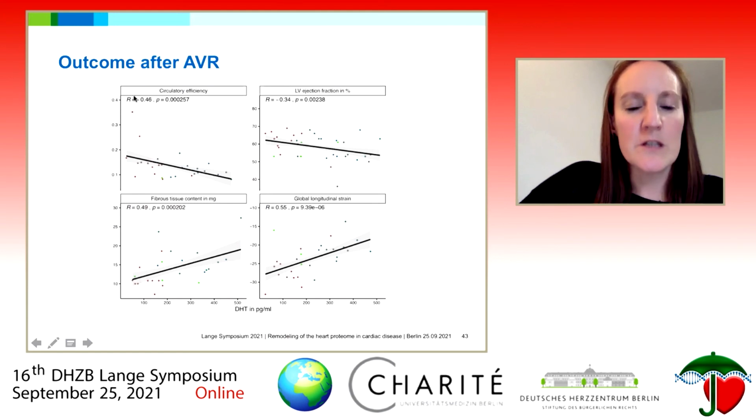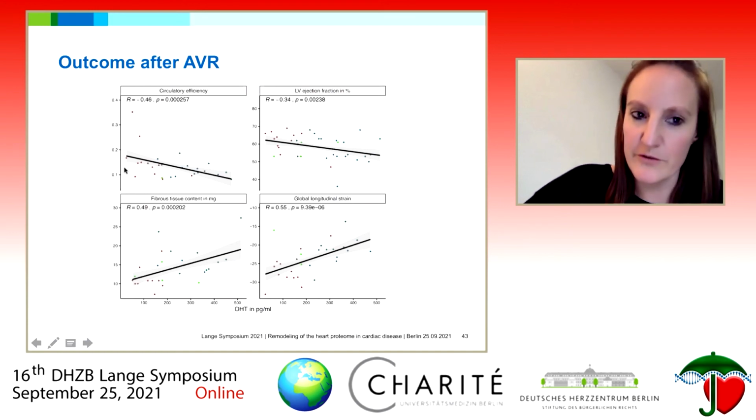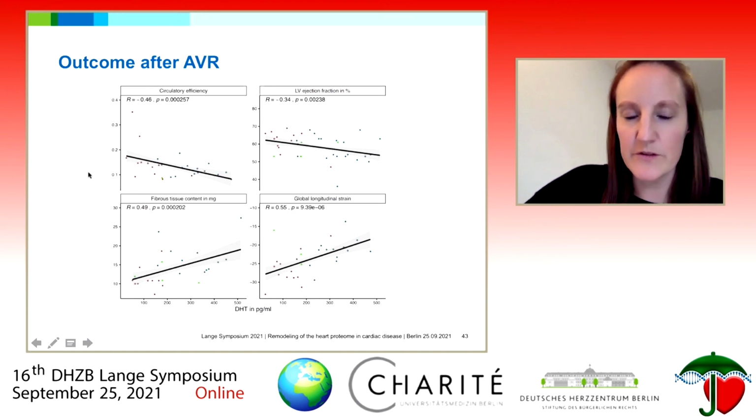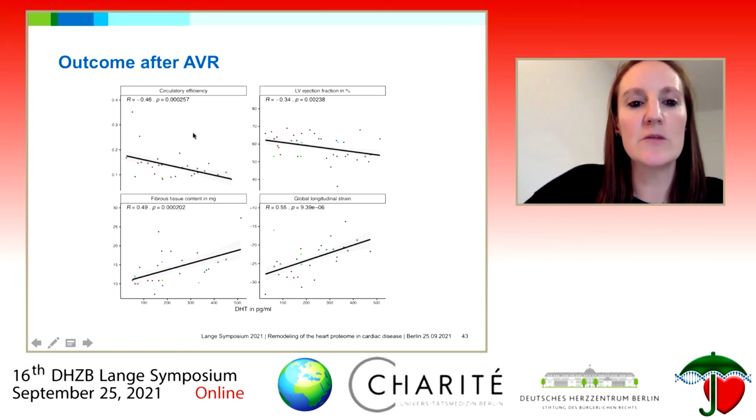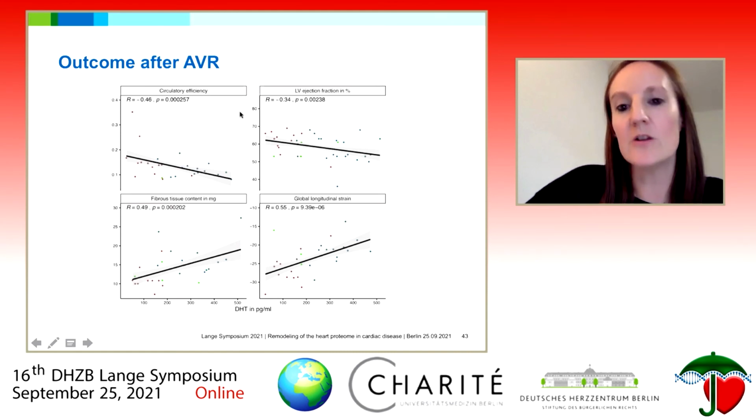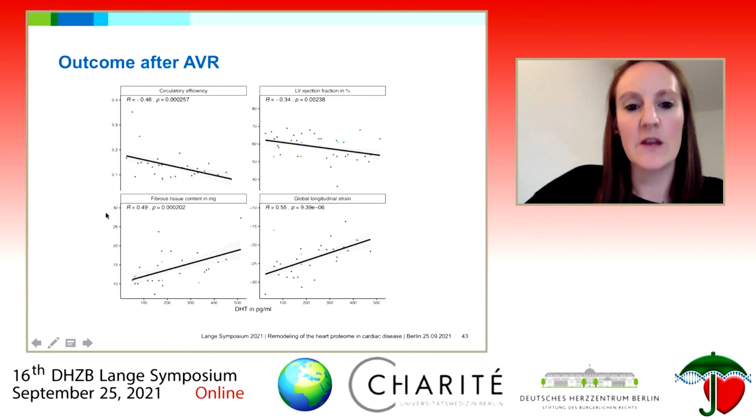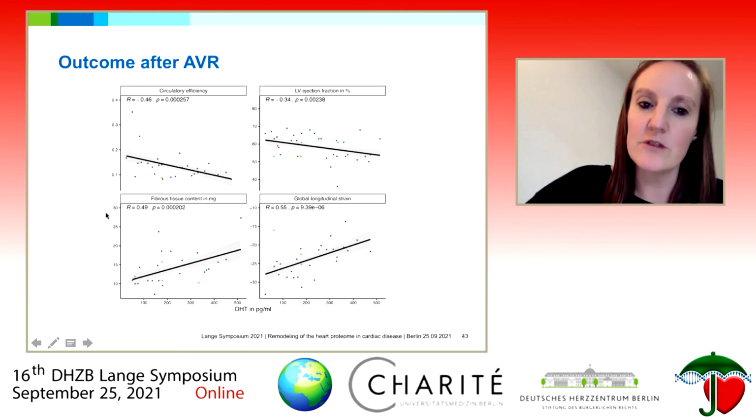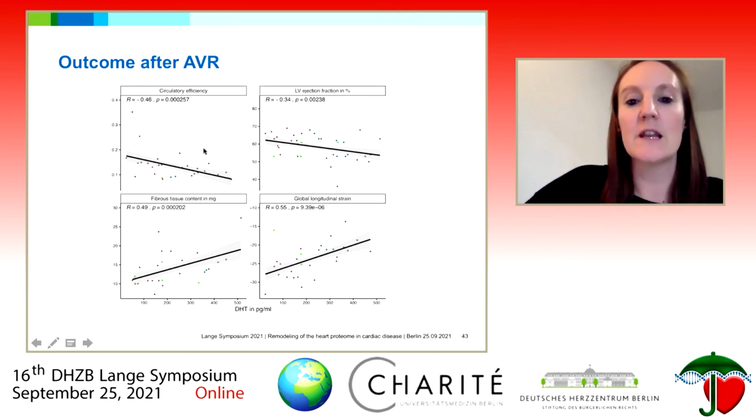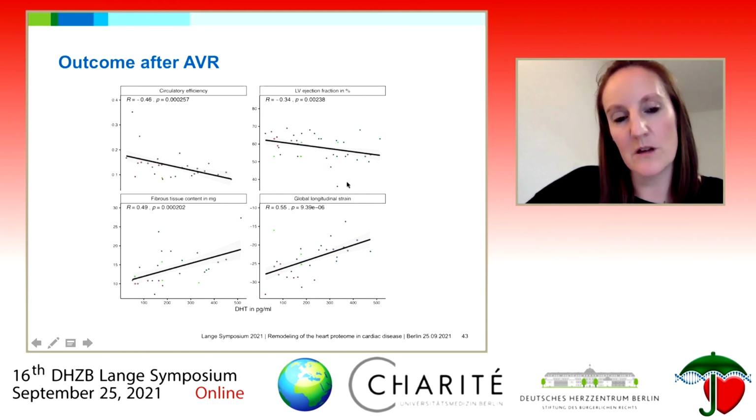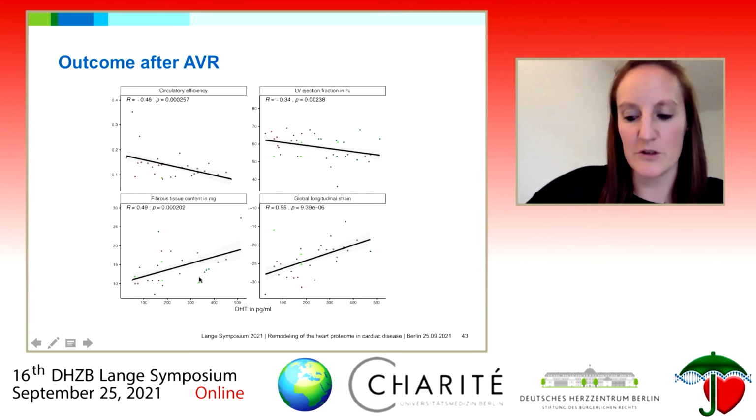And additionally, we could see that higher levels of dihydrotestosterone before aortic valve replacement in these patients with aortic valve stenosis were actually associated with a worse outcome after AVR, looking at ventricular function and fibrous tissue content. So the higher the dihydrotestosterone level was before operation, the lower the function was after operation, and the higher the fibrous tissue content.